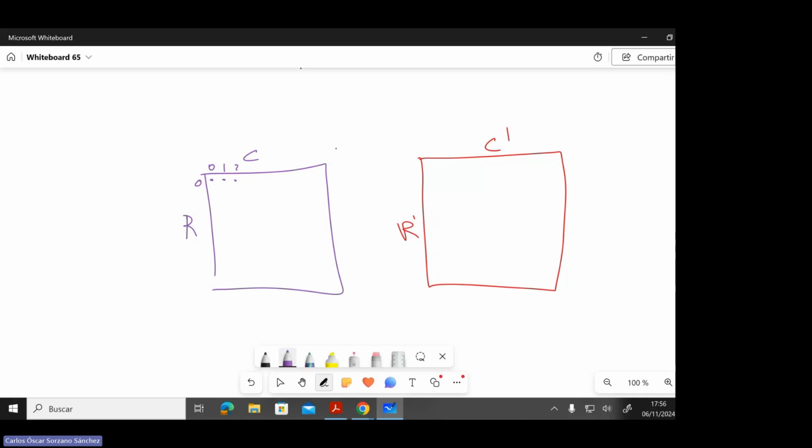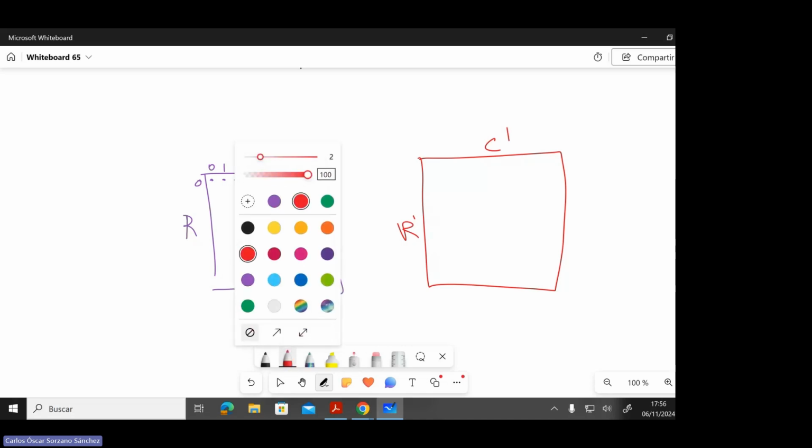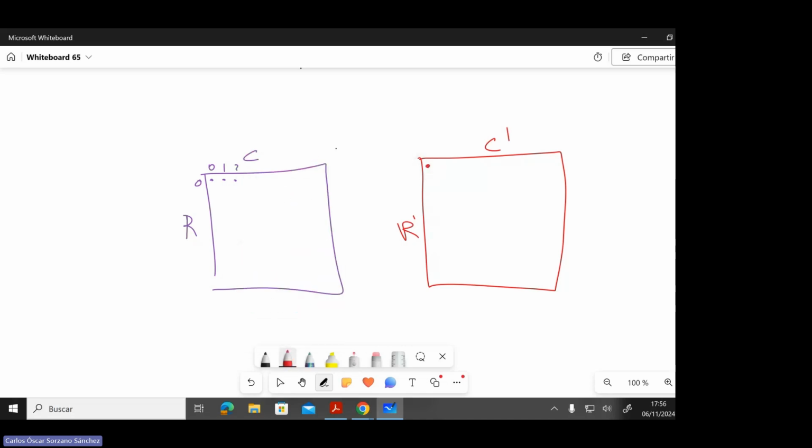So now I want to find the output. This is my output. I want to find the output at the location R prime C prime. So let's see how to find it. I know it will be the input at some point, but I don't know the point. Which point should I take? I will call it R fraction and C fraction. And let's compute those.